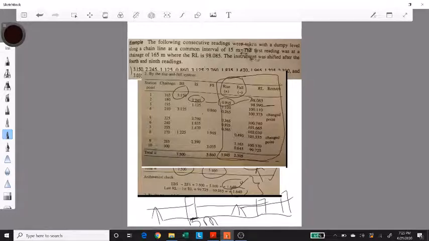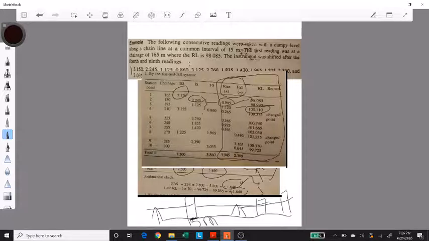So now we would compare the intersight of the second point with the intersight of the third point. So 2.245 minus 1.125. Again, we have a rise of 1.12, and you add it in the reduced level of the previous point, which is 98.990, and you get the reduced level of the third point, which is 100.110. Then we move to the fourth point.